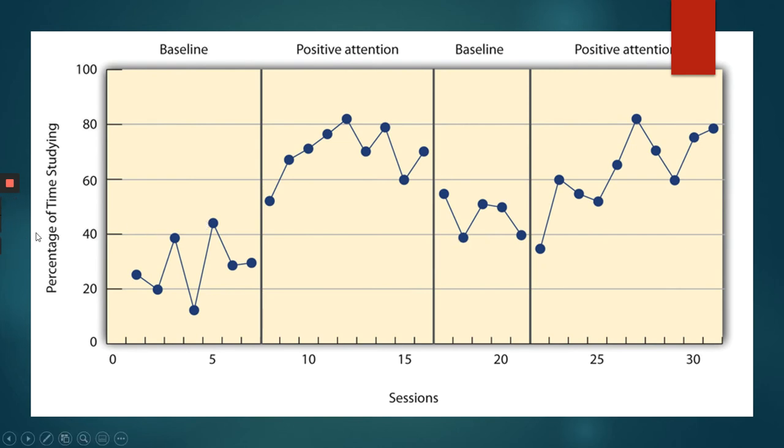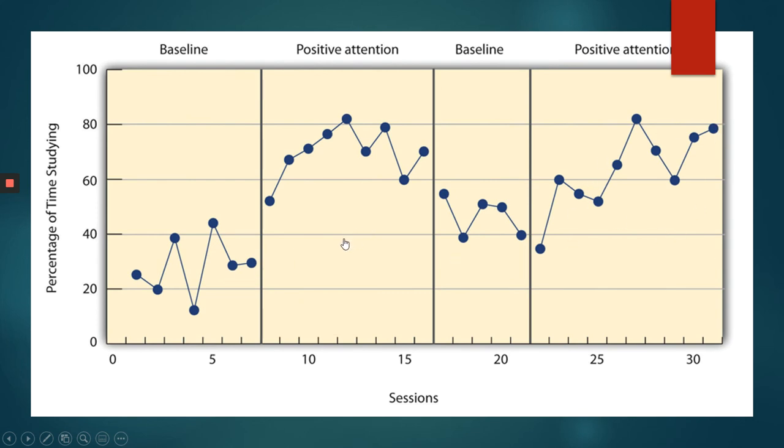So here we have, I guess, tutorial sessions, we can call it. It could be class sessions, but some sort of tutorial session perhaps. And there's a percent of time studying, and there's a baseline where it's just business as usual. And then there's positive attention, which I assume is something like, hey, it's really great you're studying. Hopefully it's a little bit more natural than that, but there's some positive attention that the person's getting when they're studying. And so this is A, this is B, this is A, and this is B.